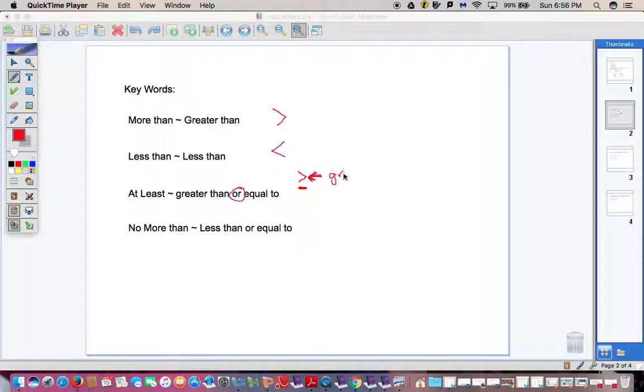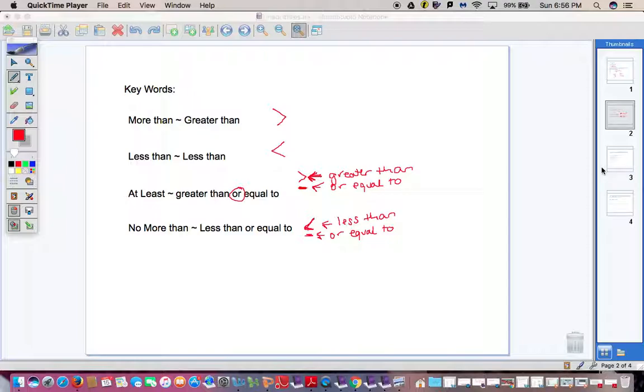So we have this symbol here that means greater than, and then the symbol here means or equal to. And then no more than means less than or equal to. So we have a less than symbol and an equal to symbol. So this means less than, and the little line down here means or equal to.